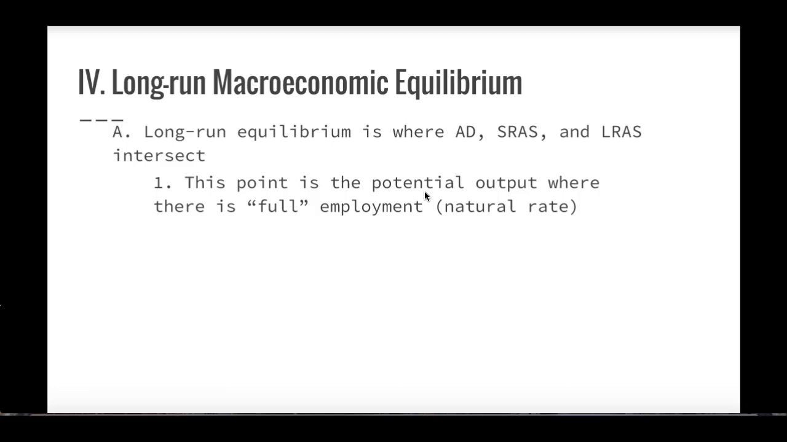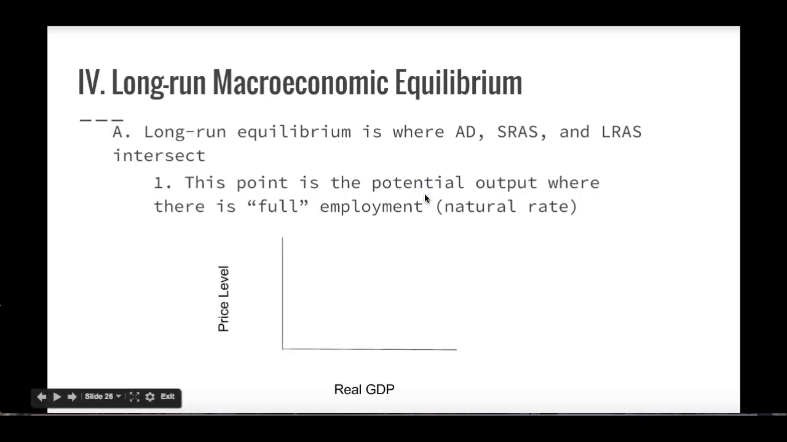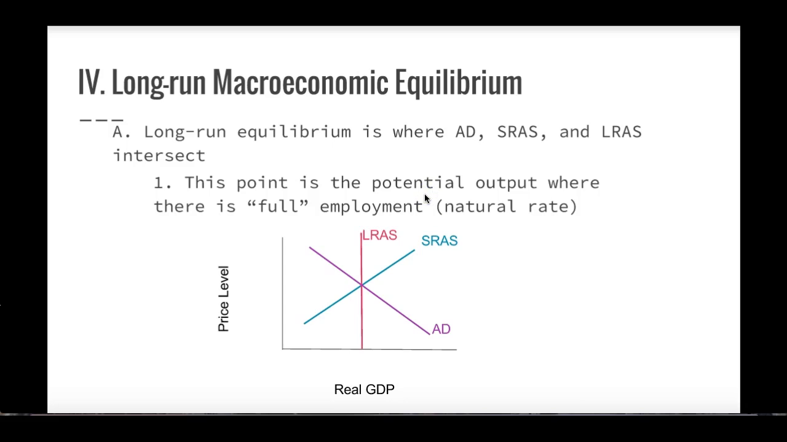So when we draw this correctly, if we're at long run equilibrium, we're going to draw with our price level and real GDP. Remember, anytime you draw a graph, make sure you're actually labeling things. Here's our aggregate demand curve. Here's our short run aggregate supply curve. And now here's our long run aggregate supply curve. This point where they intersect is our potential output. That is going to be where we have, quote unquote, full employment.